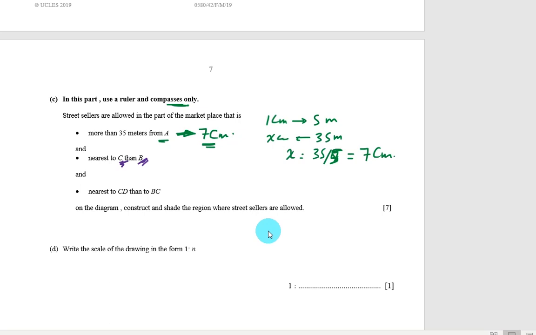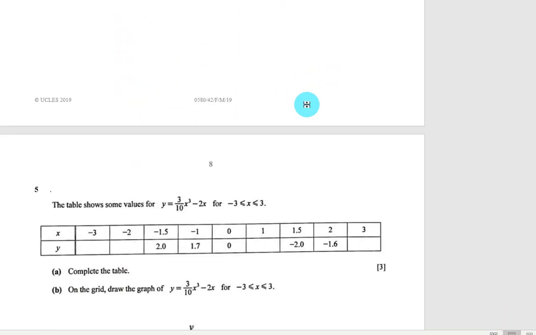Write the scale of the drawing in the form of 1 to n. 1 centimeter is equal to 5 meters, so 1 centimeter will be 500 centimeters. Careful, the unit must be the same because it's a drawing. So 1 to 500. Okay, let us go to another question.